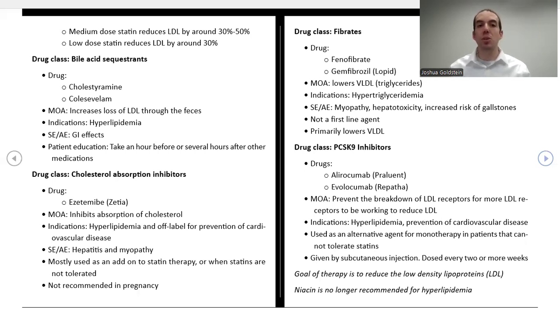Next, we have the cholesterol absorption inhibitors. This is ezetimibe or Zetia. This is more common than the last one, the bile acid sequestrants, and these work by inhibiting absorption of cholesterol, so it blocks the body from absorbing cholesterol.